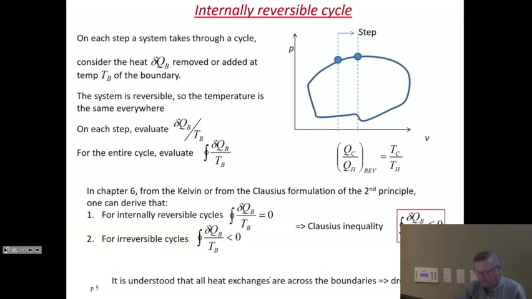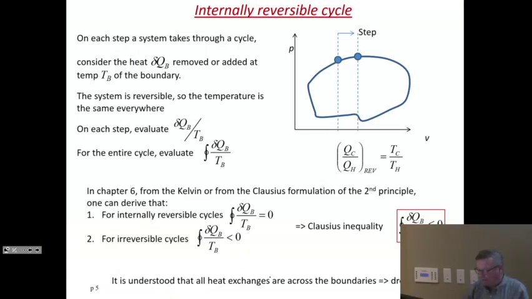But for irreversible cycles, this has to be smaller than 0, which then leads us to a concept of thermodynamics, the Clausius inequality. For any practical cycle, which is not completely reversible, which has irreversibilities, the integral over the whole cycle of the ratio of the heat that crosses the boundary over the temperature of the boundary must be negative.